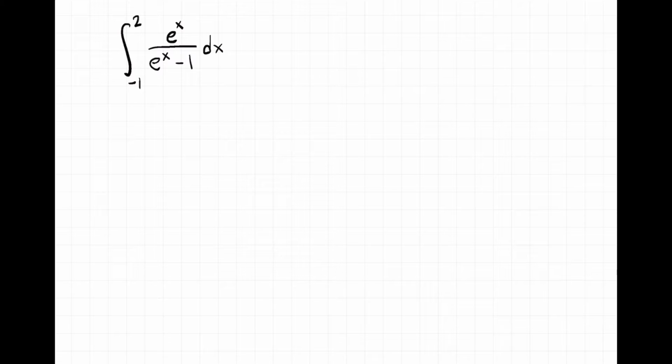Now, this function is actually defined when x is -1, and it's defined when x is 2. It's defined at both bounds. But there is a problem. There is a value of x that makes this function undefined. What happens if we try to find the function f of x equals e to the x over e to the x minus 1? What happens if we try and plug 0 in?